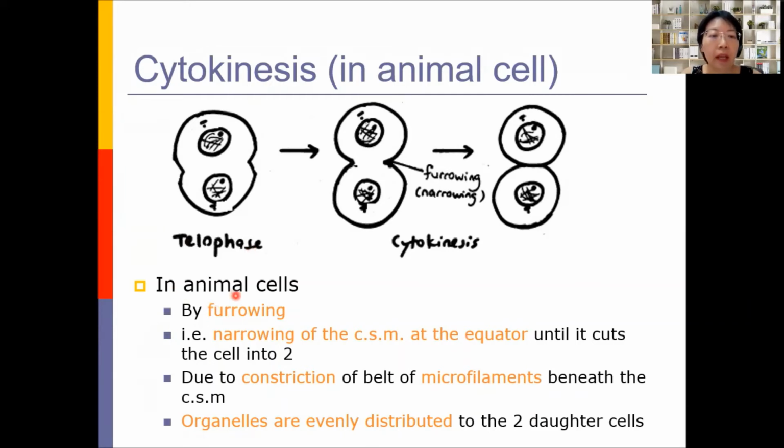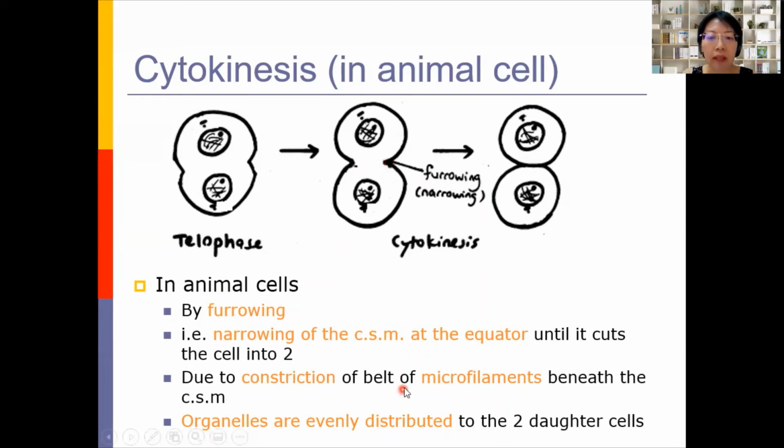What happens is that in animal cells, cytokinesis occurs by furrowing. Furrowing means narrowing of this part of the cell. If the membrane goes inwards, this is called furrowing. Please learn the word furrowing. So the membrane at the equator region starts to narrow inwards until it cuts the cell into two. So how come the membrane can move inward? It will not move by itself. Something is pulling it.